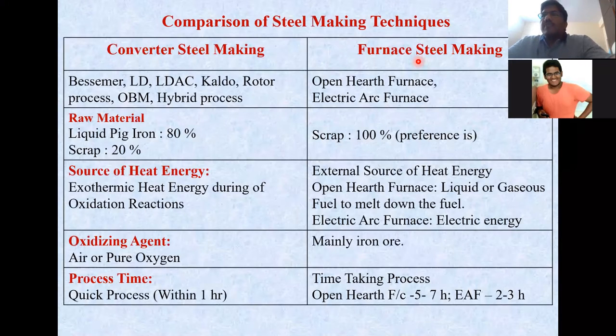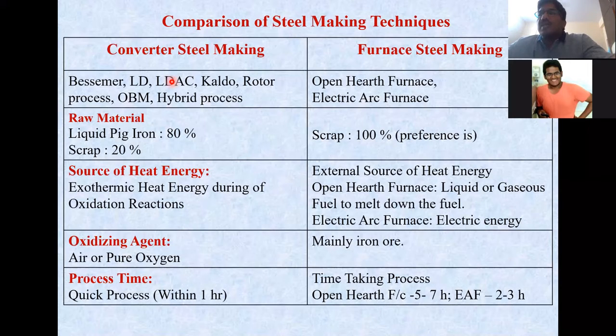Now here is the comparison of steel making processes. Till now, we have seen the converter steel making process, that means steel making through a converter. It's not a furnace basically. It's a converter, a kind of tank or a small bowl, which facilitates the steel refining process.